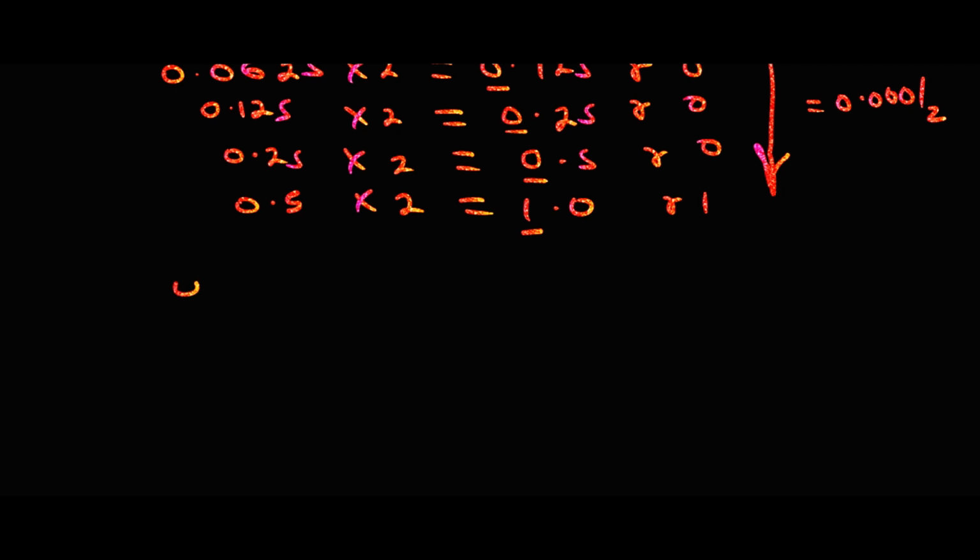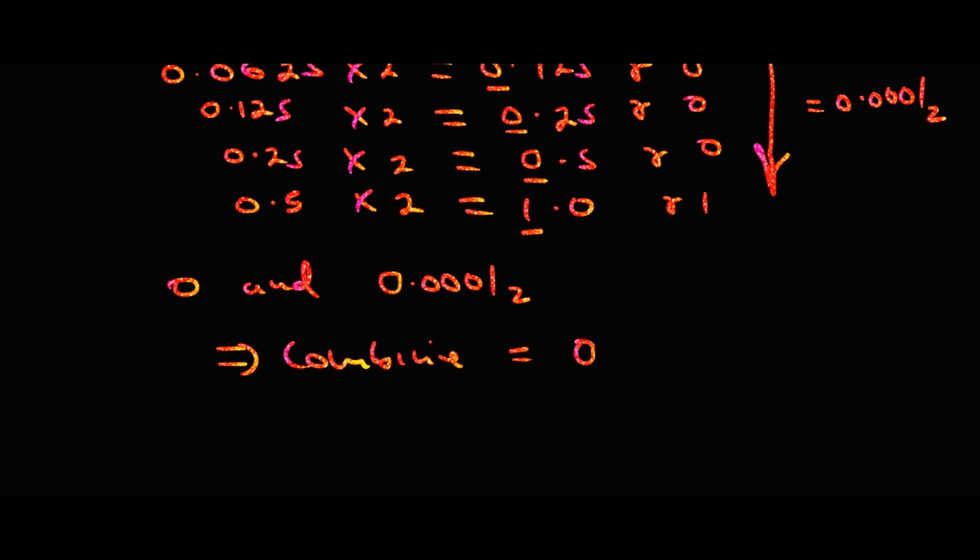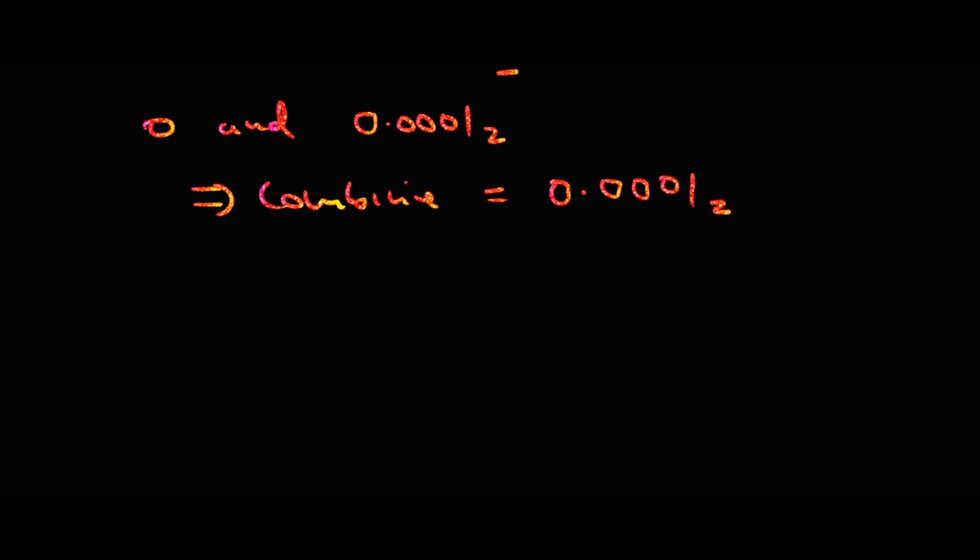The next step would be to combine the two portions that you have converted. Remember, for the whole number, you had 0, and for the fraction portion, you had 0.0001 base 2. When you combine the two, you get 0.0001 base 2. The next thing is to move the decimal point completely out of the number. But remember, the number you're dealing with was a small number, less than 1. So it means that you're going to move to the right.